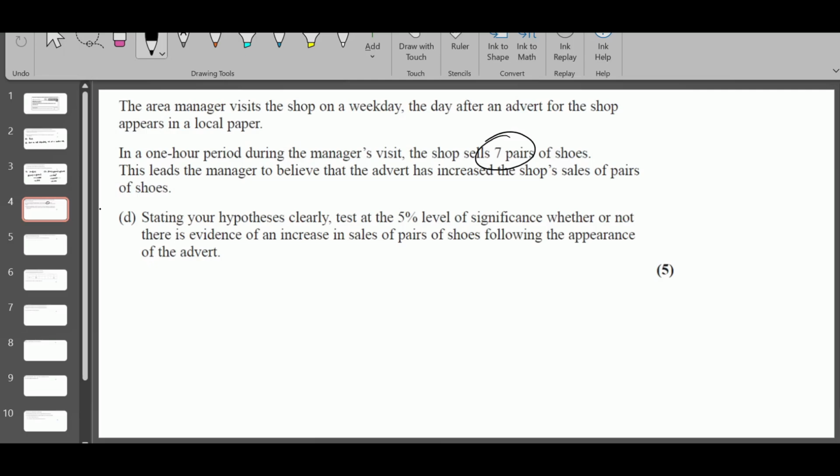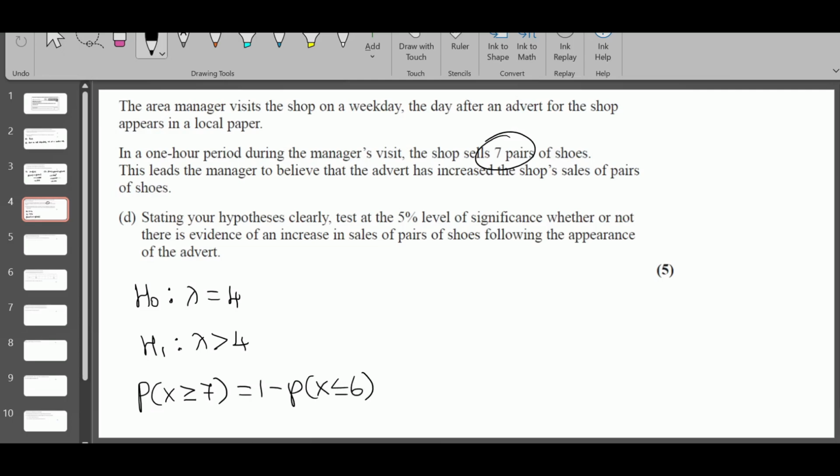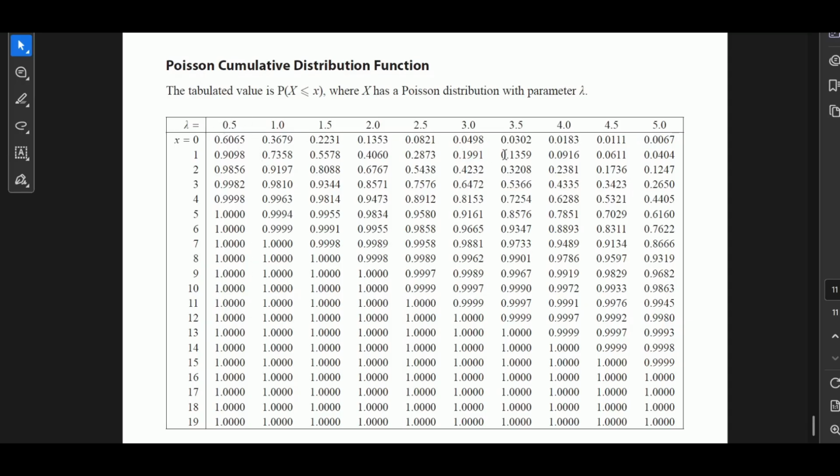Stating hypotheses clearly, the mean rate was 4. But now the manager believes it has increased. And the observed value is 7. It's an upper tail test. So you need to find X is greater than or equal to 7, which is same as 1 minus X less than or equal to 6. So I'm going to find the value for lambda is equal to 4, X is 6.